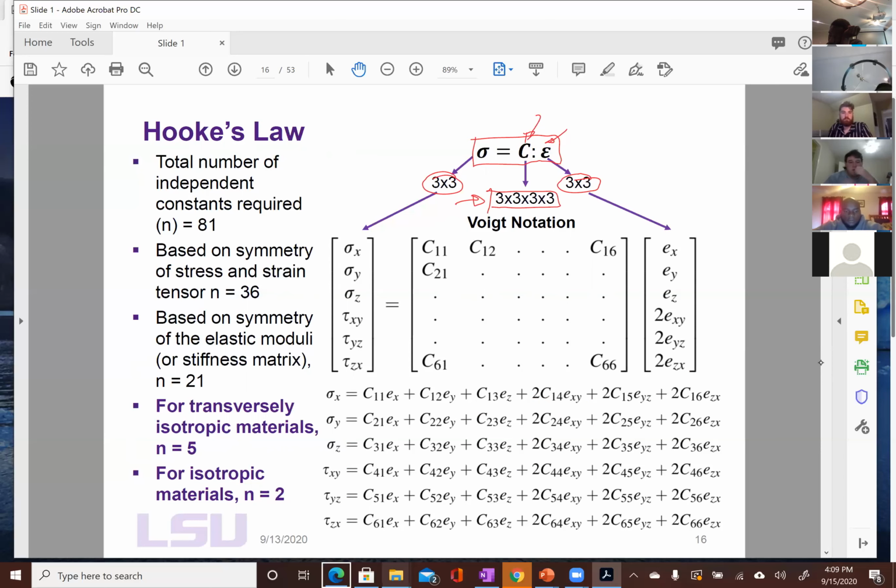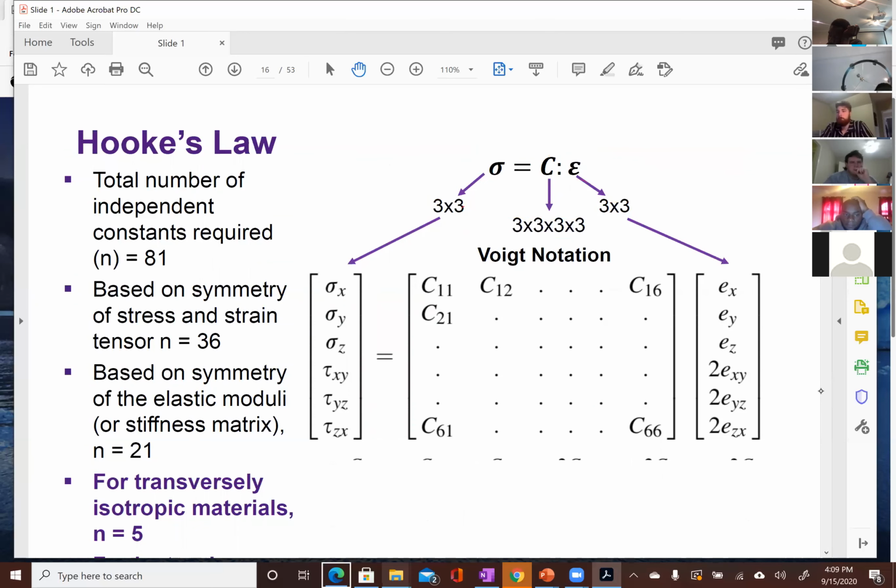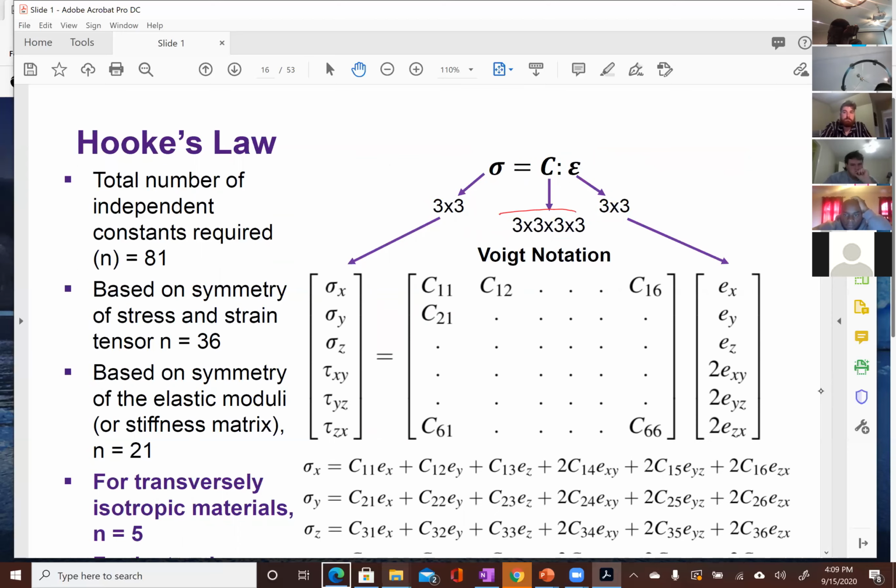Your stiffness matrix C is what order tensor? One person has to get it. 4. Four, correct. Because this is second order, right? We already said one value, a scalar value, is 0th order. A vector, which could be 3 by 1, for instance, is first order. And 3 by 3 is second order. 3 by 3 by 3 by 3 is fourth order.